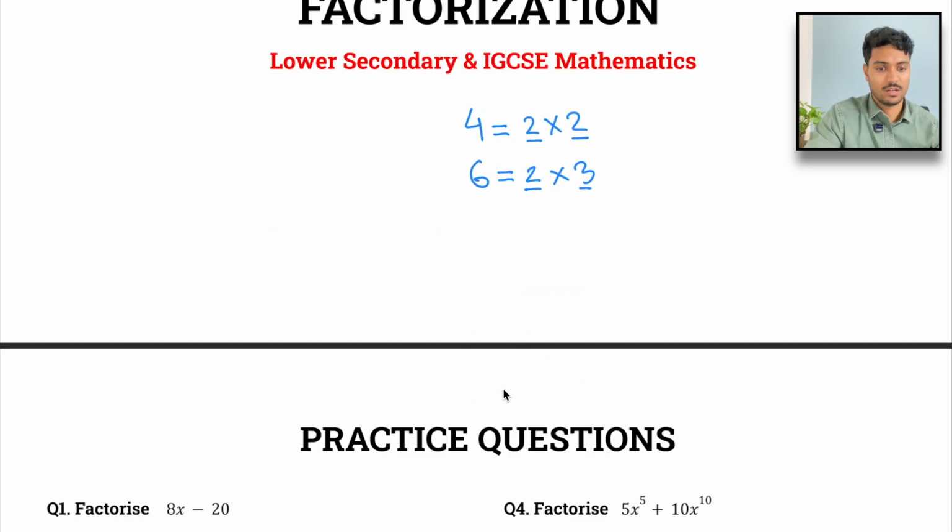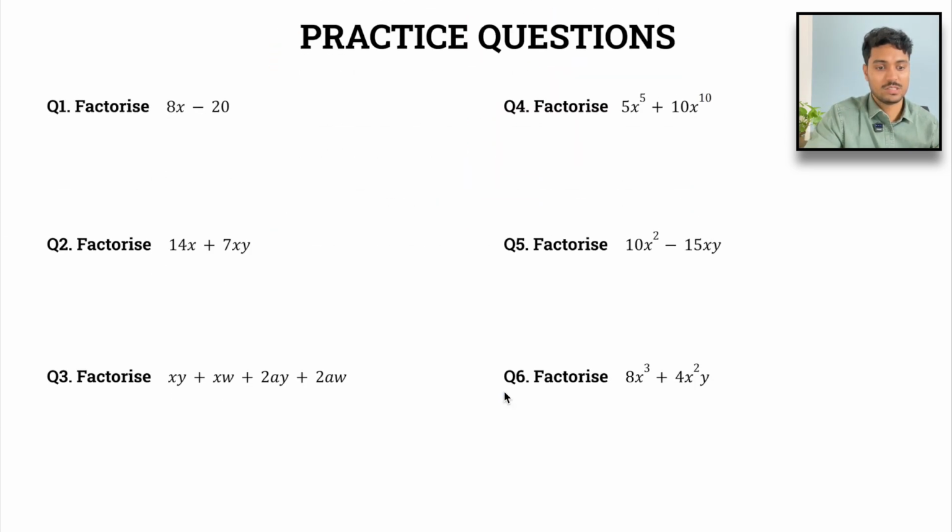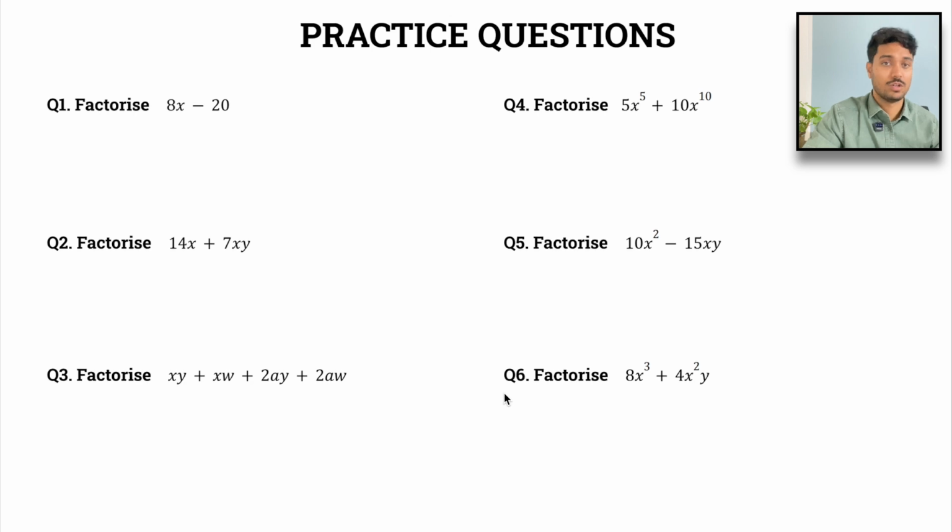So let's check with some examples starting from question number 1, and we have from easy level to advanced level. So we are going to practice many different types of questions. I suggest you have a pen and paper with you so that you can also practice along. So the first one is factorize 8x minus 20. So 8 and 20, what is the highest common factor?